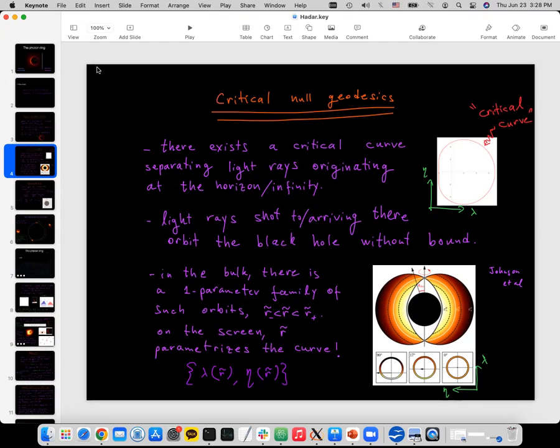All right, so we saw how this critical geodesic looks on the screen. It's basically traced by this curve, which is parameterized by what we call R tilde, the radius in the geometry where these critical geodesics can orbit indefinitely, if we tune them exactly to these critical values of lambda and eta. So there's actually a one parameter family of such critical null orbits around the black hole, these unstable light rays that can orbit the black hole an infinite number of times. And this is what we call the photon shell.